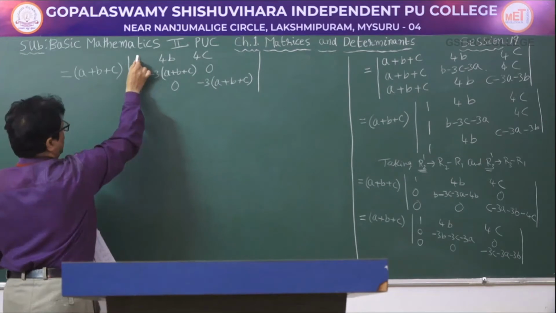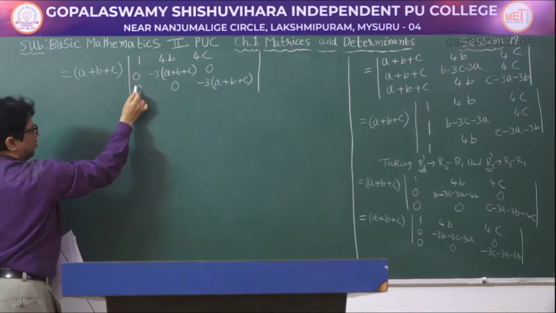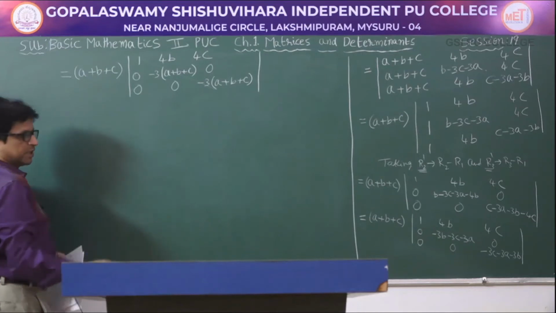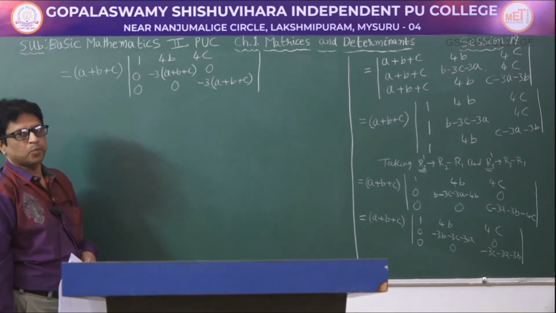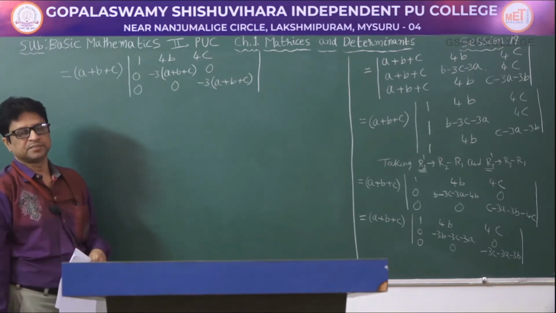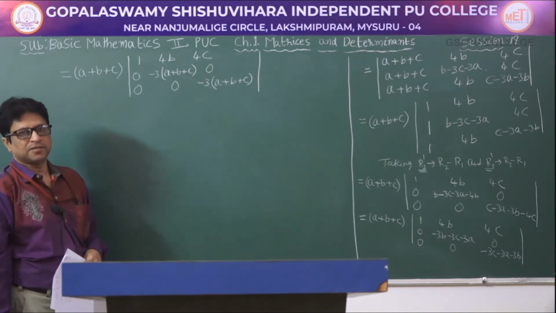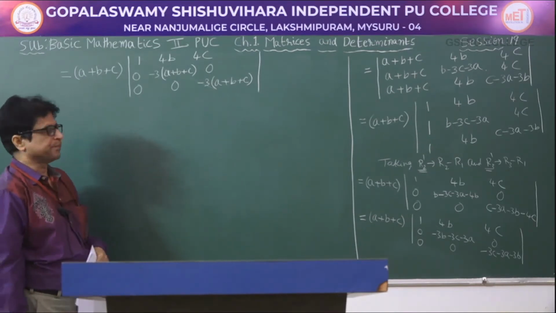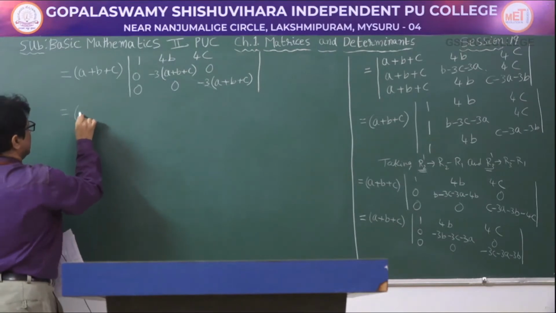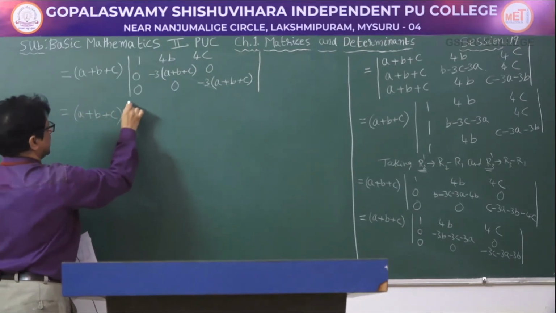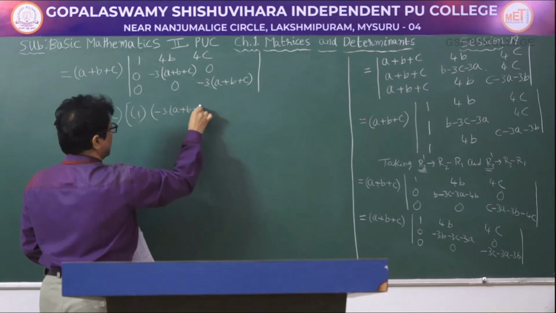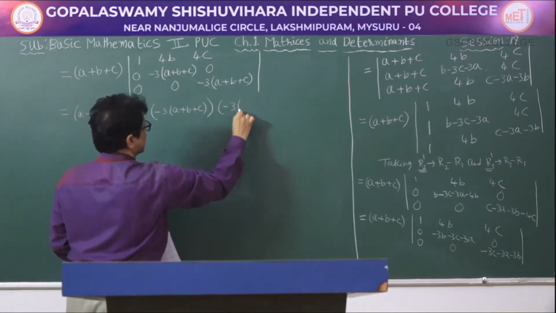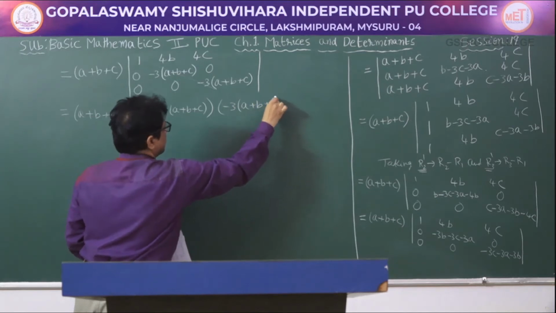If you observe here, one side of the principal diagonal elements, all the elements are zeros. Therefore, we know that in a determinant, if any one side of the principal diagonal or both the sides of the principal diagonal elements are zeros, then the value of the determinant is nothing but the product of their principal diagonal elements. So, this will be equal to a plus b plus c into 1 into minus 3 into a plus b plus c into minus 3 into a plus b plus c.